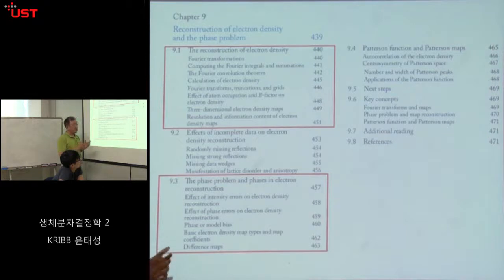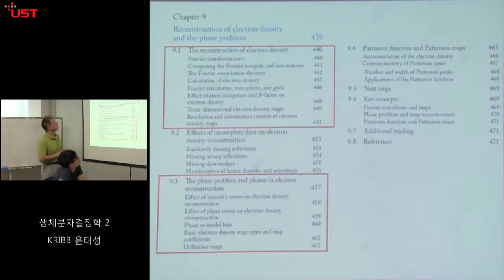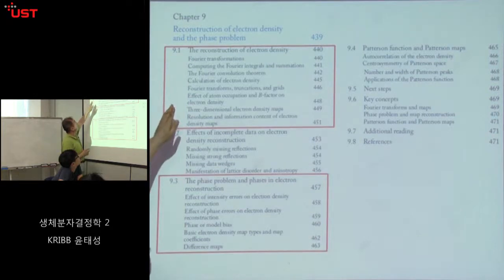But as a rule in computation, electron density is a function in real space. Also, structure vector is a function in reciprocal space. Patterson function is a function in real space or Patterson space. Real space and Patterson space are related. Okay, so here are Fourier transformation, computing Fourier integrals and summations.